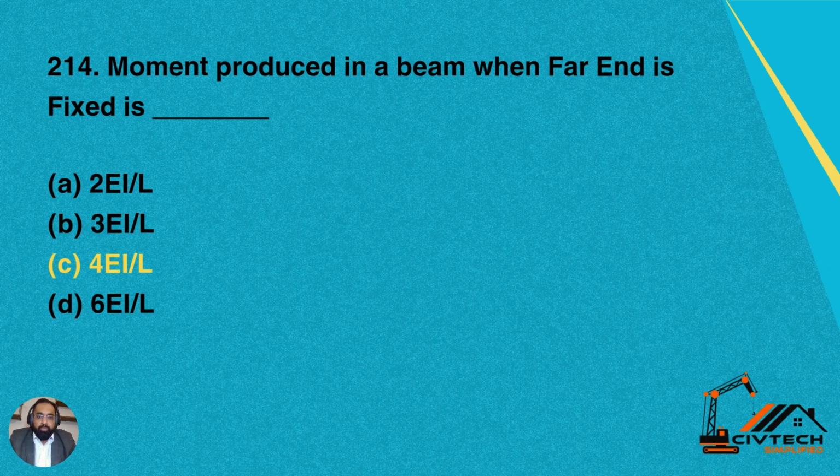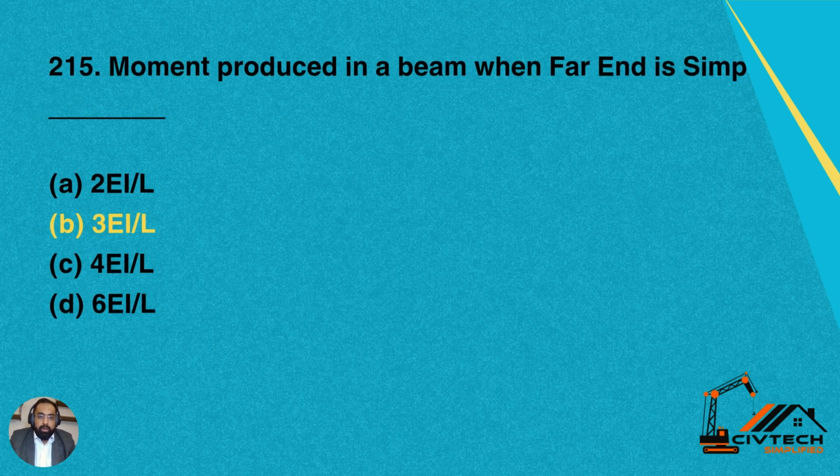214. Moment produced in a beam when far end is fixed. Moment produced in a beam when far end of the beam is fixed. Option A, 2EI over L. Option B, 3EI over L. Option C, 4EI over L. Option D, 6EI over L. So C is the correct answer, 4EI over L.